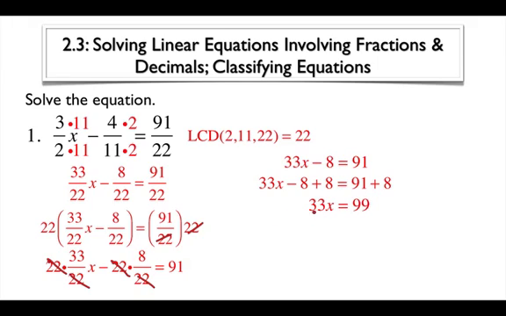They're multiplying by 33, so I am going to divide both sides by 33. And then my answer is x equals 3, or I can use the set notation. Let's go to number 2.